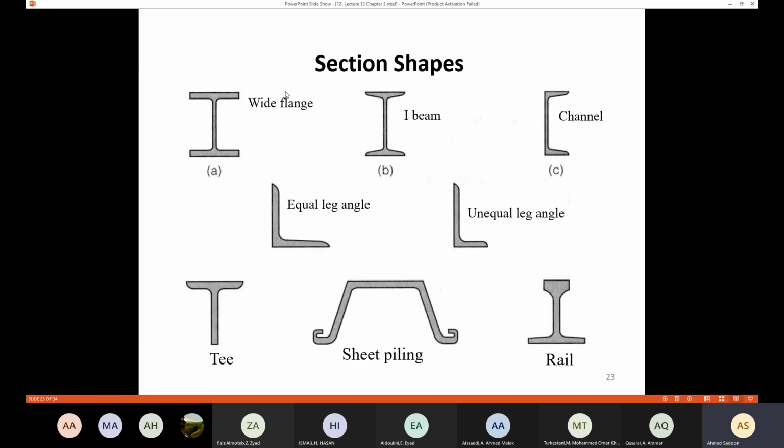Also, we have different section shapes. We have I-beam, we have channel, we have wide flange, we have equal leg angle, we have unequal leg angle, we have T, we have sheet piling, we have rail. So also you need to specify which type of section that you want. Of course, this one is the cross section. Okay, so there are sections available through which you can choose whatever you want.